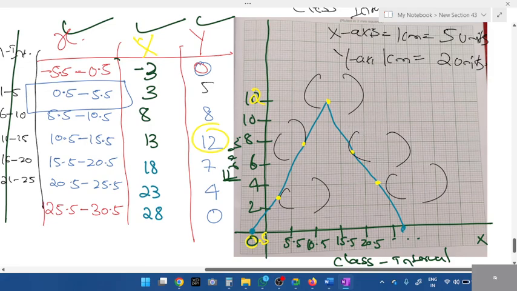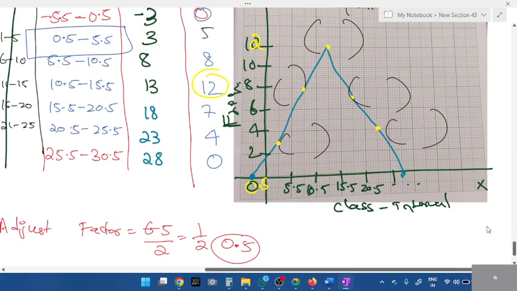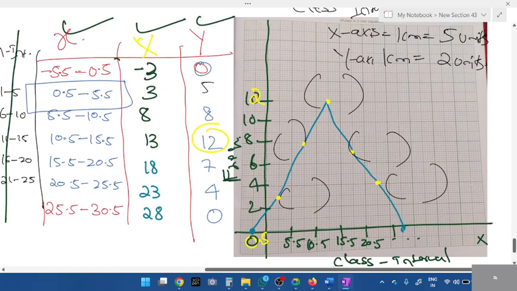All of you are done? Shall we try the next chapter? So all the graphs are completed, students. Just revise it.